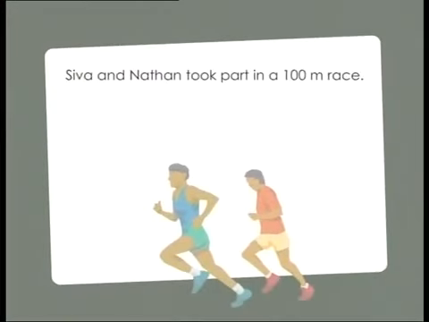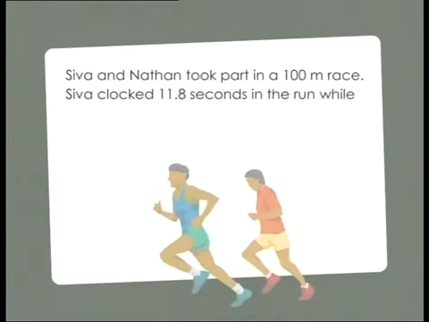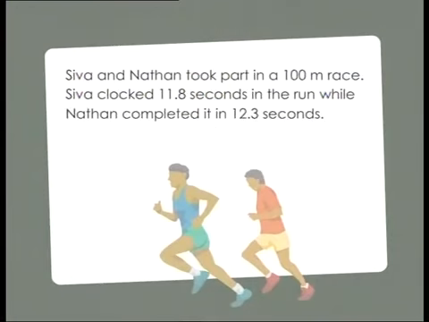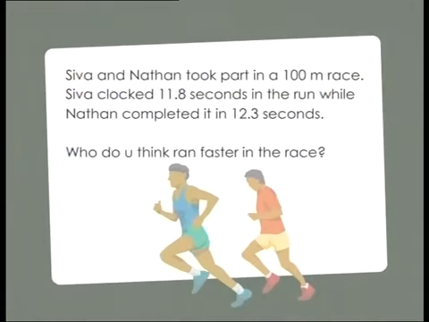Siva and Nathan took part in a 100 meters race. Siva clocked 11.8 seconds in the run, while Nathan completed it in 12.3 seconds. Who do you think ran faster in the race? When we ask who ran faster in the race, we are actually comparing their speed.